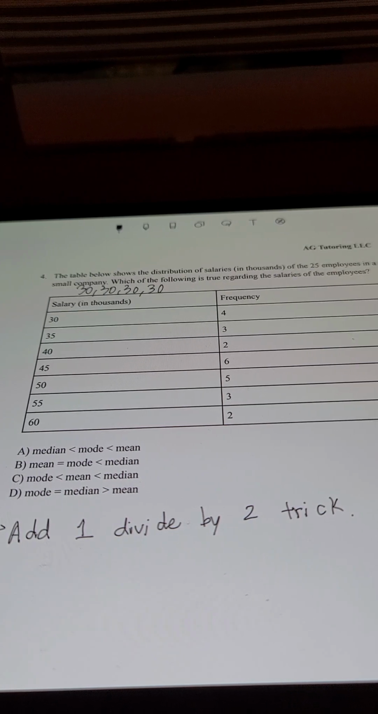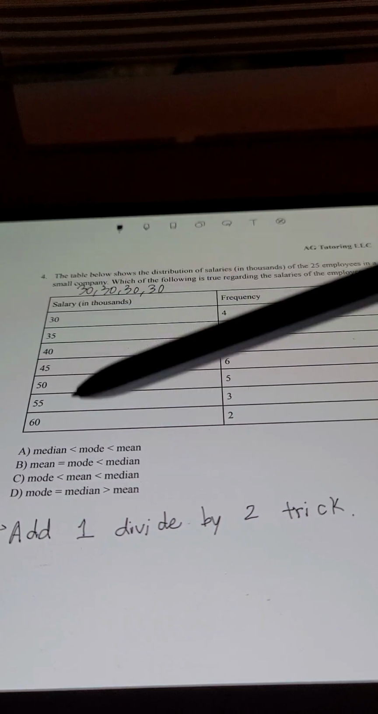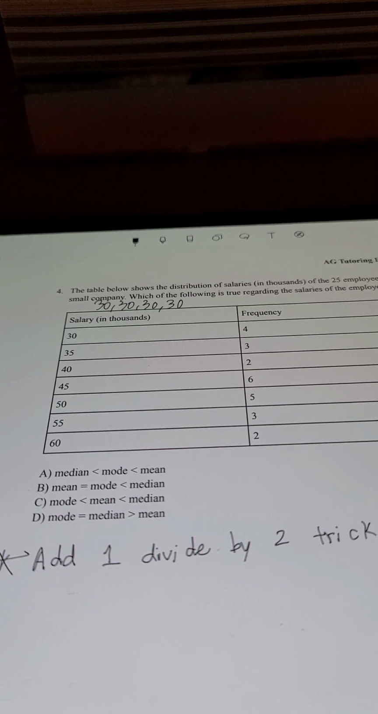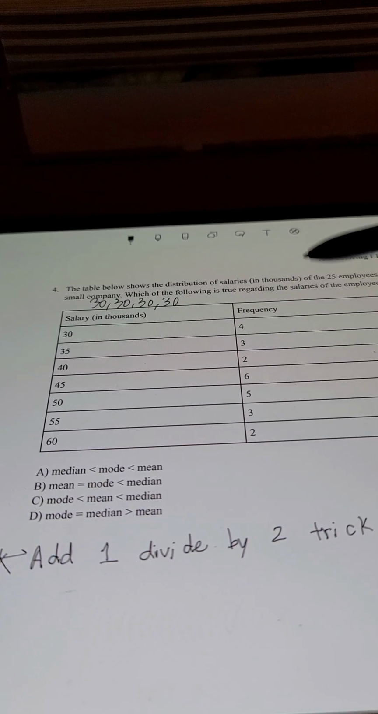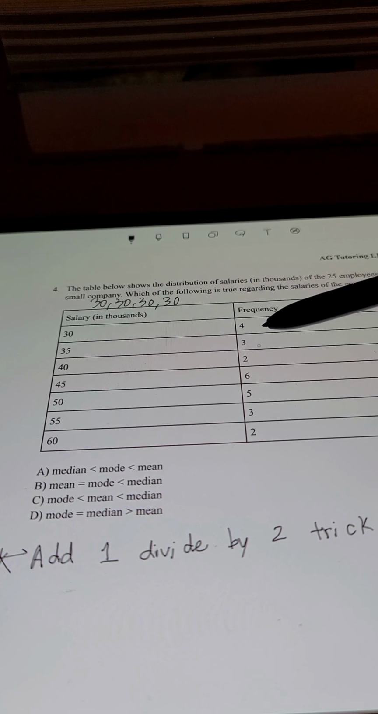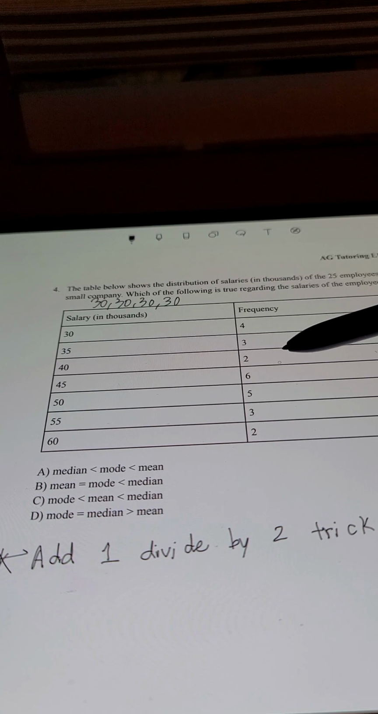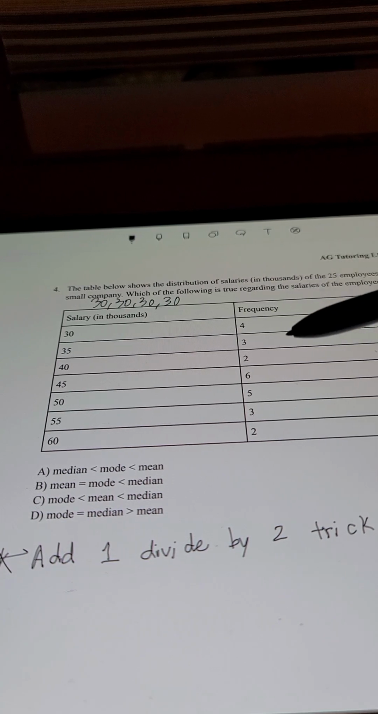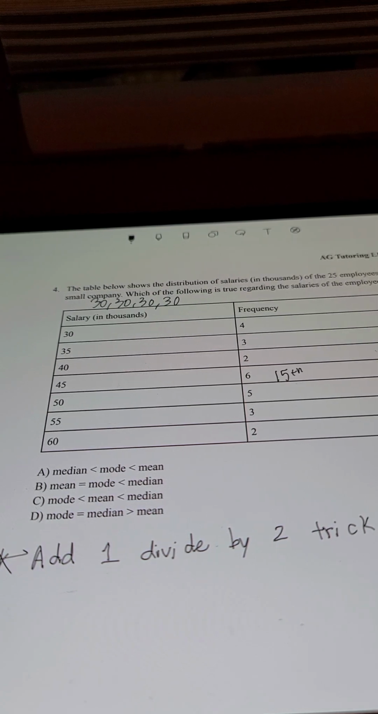Now, I'm not going to write out the whole list because I'm using my trick. So we know it's going to be the 13th number. This is already in order from least to greatest, so I don't have to fix anything there. I can just pay attention to the frequency and say, okay, when do I get to my 13th number? So this is going to get me to my 4th number. Then if I add 3, this is going to get me to my 7th number. If I add 2, this is going to get me to my 9th number. And if I add 6, that's going to get me to my 15th number right there.